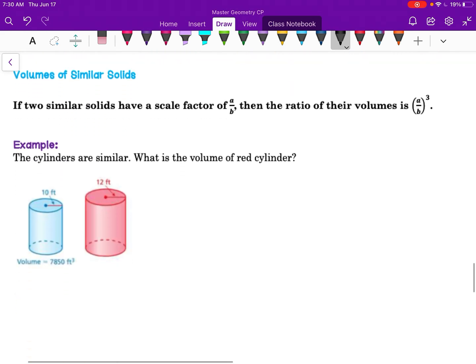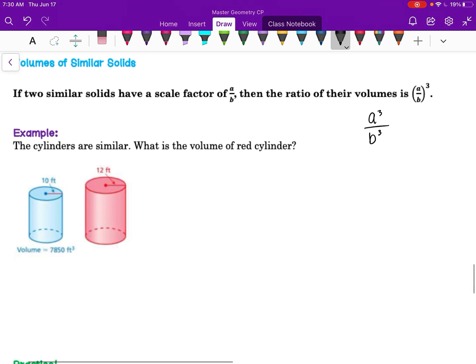Lastly, we have volumes of similar solids. So if 2 similar solids have a scale factor of A over B, or A to B, then the ratio of their volumes is A over B cubed. So we have A cubed over B cubed. So I like to remember this, right? When we use volume, the units for volume are cubed. So the ratio of their volumes is the scale factor cubed. That's just a quick way to remember that there.